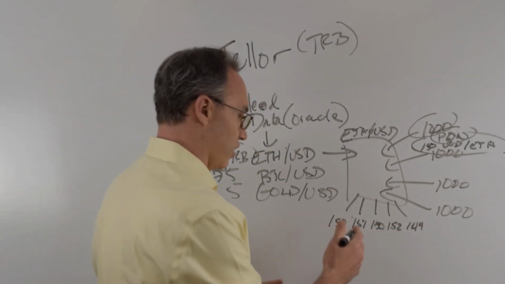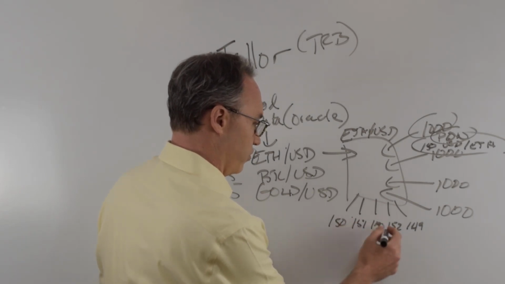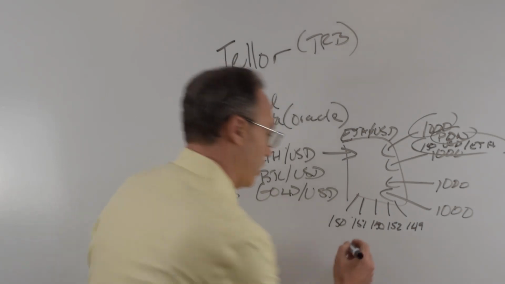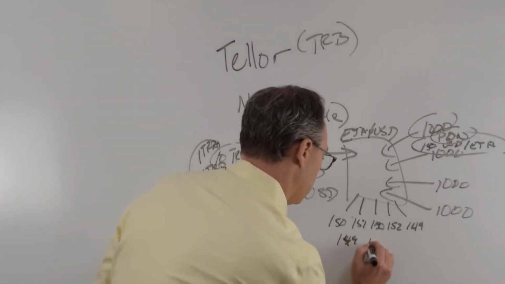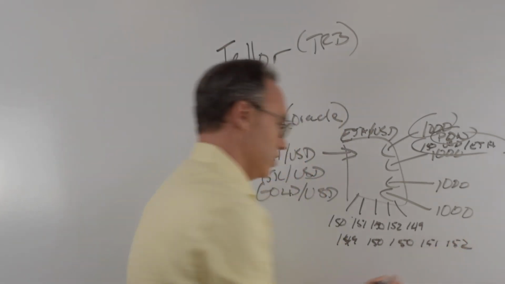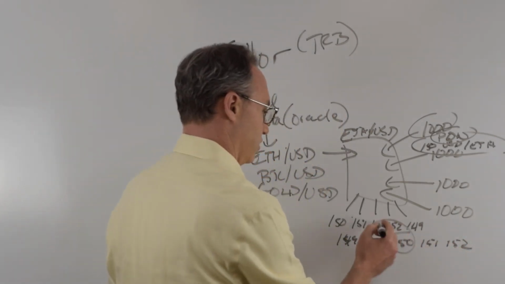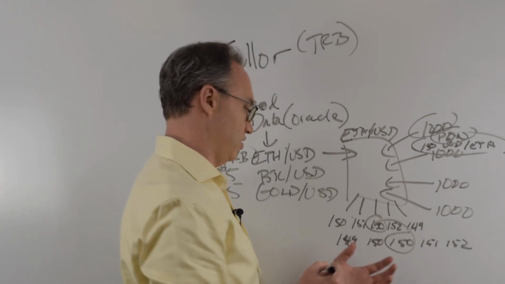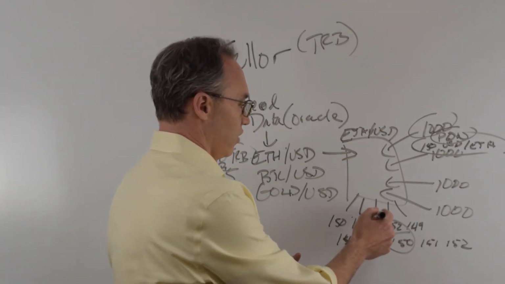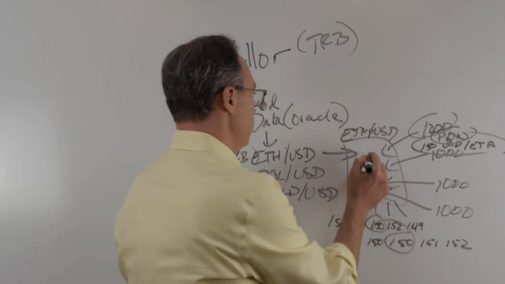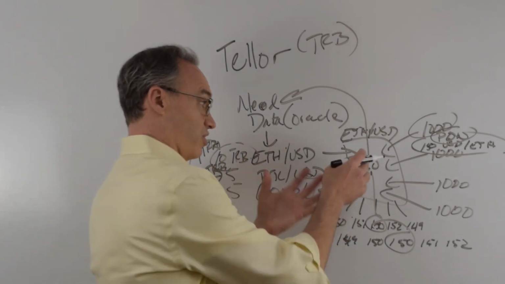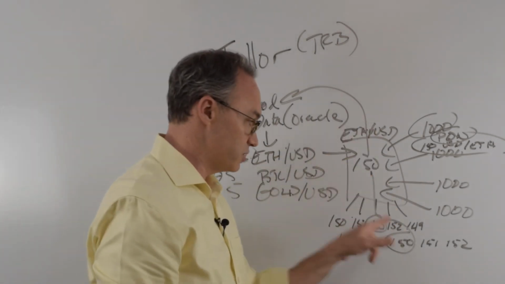So Tellor is going to line these up in numerical order: 149, 150, 150, 151, 152. And they're going to pick the median, right? So the median was 150 US dollars per ETH. So that is going to be the number that gets used. It's going to be fed to the smart contract. $150 is the number, but the number came from Tellor, not from this particular data point.